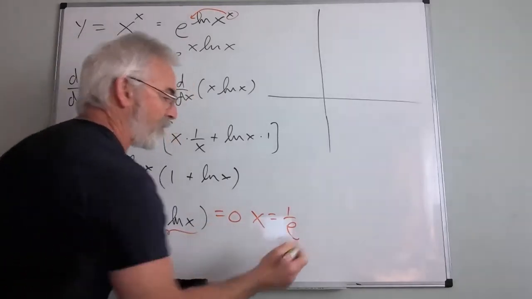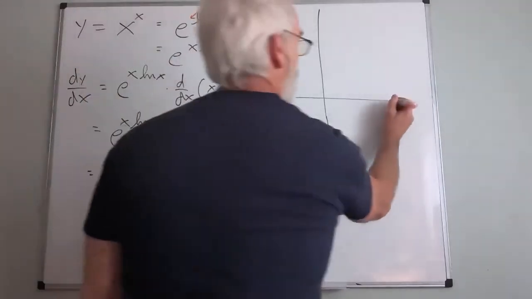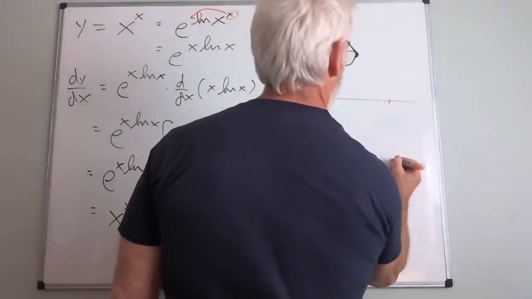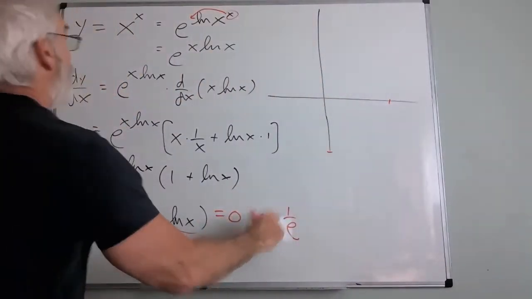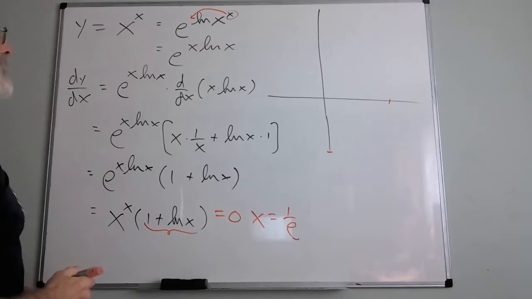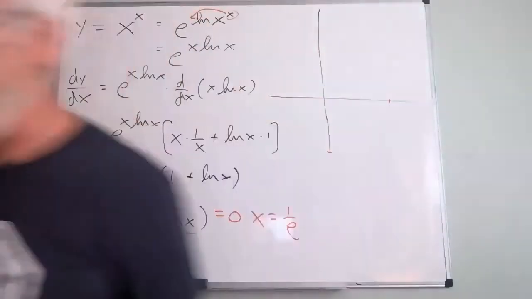So x is 1 over e, which is a little bit bigger than a third. So let's say that's 1 unit and that's 1 unit. So I'm going to go about here. Now, if I put 1 over e into that, okay, hold on, I'm going to grab my calculator.